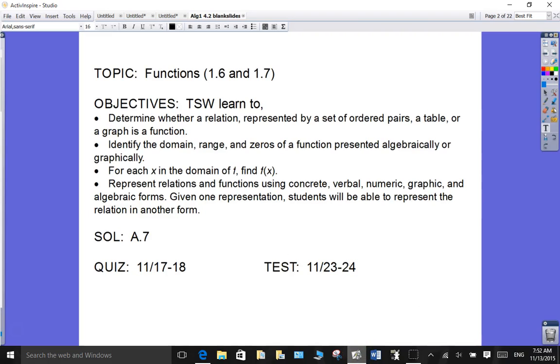Okay. That doesn't look right. That should have said something different, but that's okay.